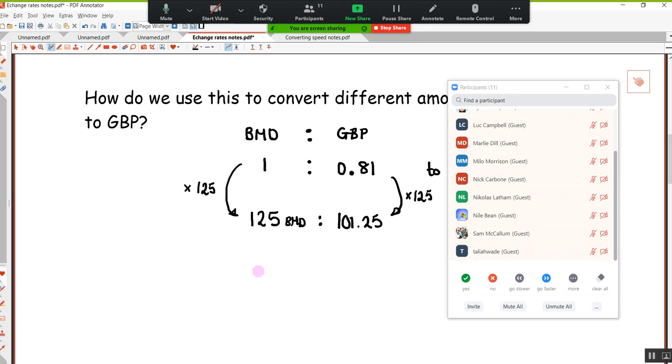What if I've got 305 Bermudian dollars? How many British pounds would I have? What do I do? And how did you do it? Go on. Yeah, so we go back to the beginning and we multiply by 305 and we do the same on this side as well and we multiply by 305.